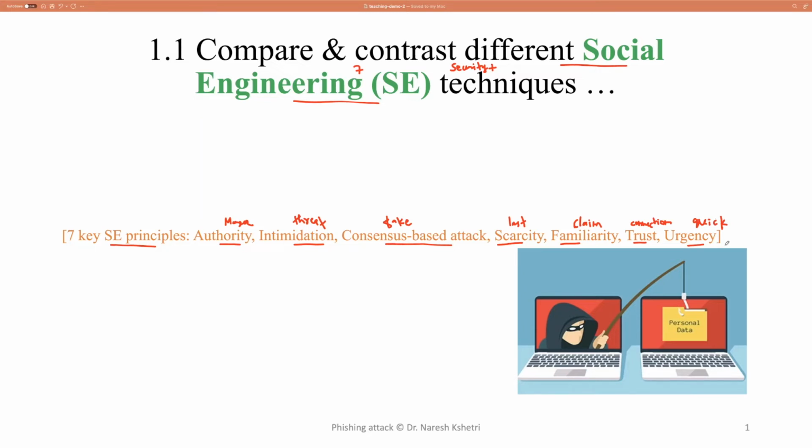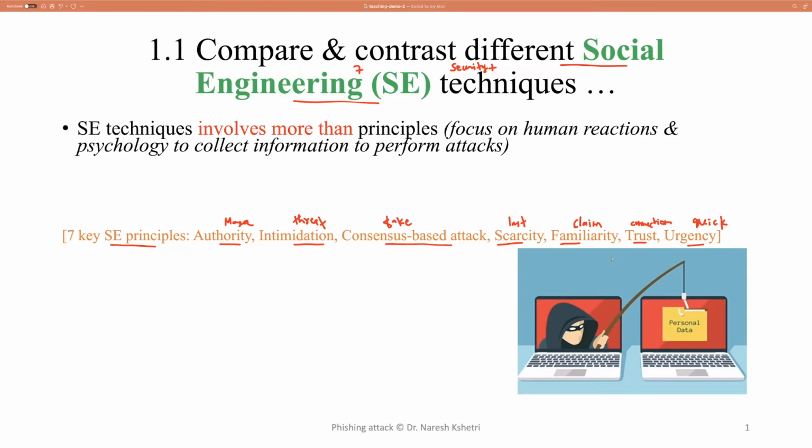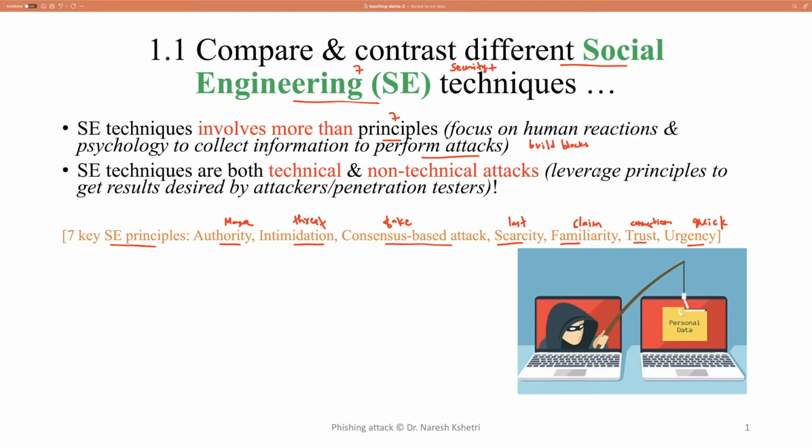Okay. So social engineering involves more than one of the 7 principles that focus on human reaction and psychology to collect information to perform attacks. It is like building blocks. They try to build blocks, or they do preliminary investigation so that they can make the attack successful. So they are both technical and non-technical, and try to get the desired results by the attackers and sometimes by the pen testers.